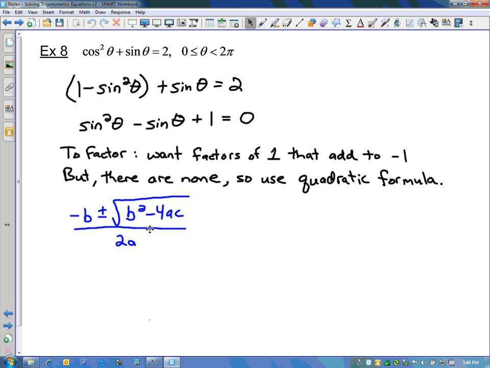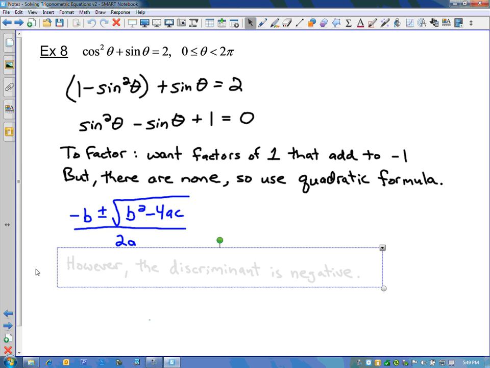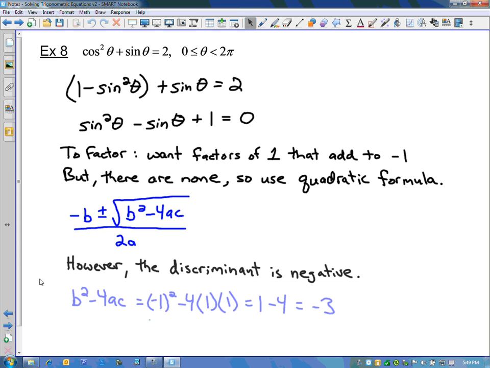If you have a discriminant that's positive, you'll have two real solutions. If your discriminant is 0, then you'll have one solution. It'll be a double root. And if you have a discriminant that is negative, you're going to have two complex solutions. So when we use our values from this equation, we'll see that A is 1, B is negative 1, and C is 1. So we'll notice that the discriminant is negative because if we plug those in and evaluate, we get negative 3 for the discriminant.